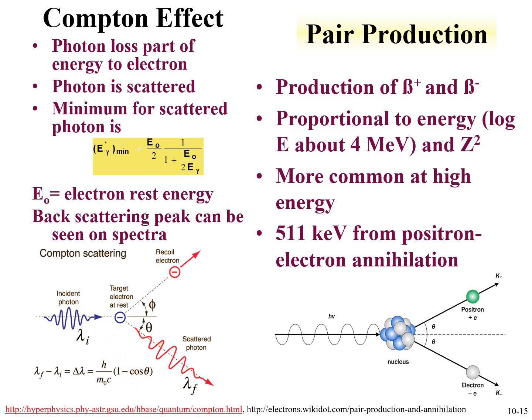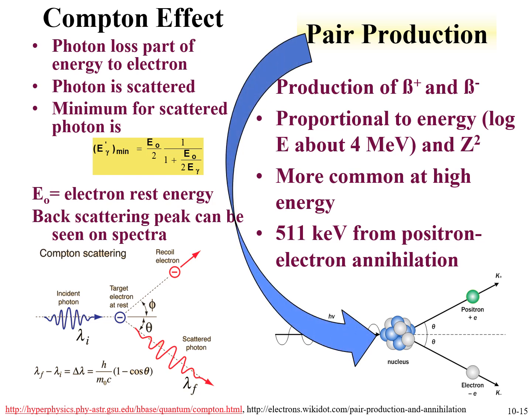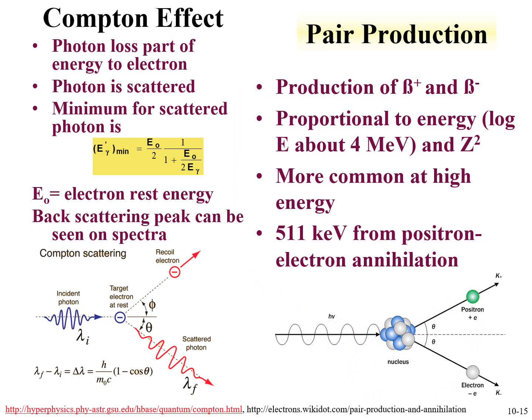A final reaction is pair production, where a photon comes in and it has enough energy to produce an electron and a positron. It's proportional to the energy and the square of the Z of the material in which the reaction is occurring. And obviously, it's more common at high energy. You need at least a 1 MeV photon for this to occur, because you have to create both the positron and electron. This higher energy route is less common with a photon that's produced through gamma decay.